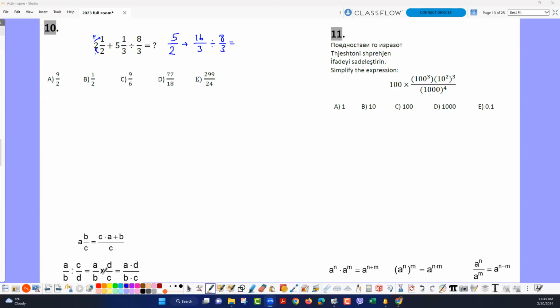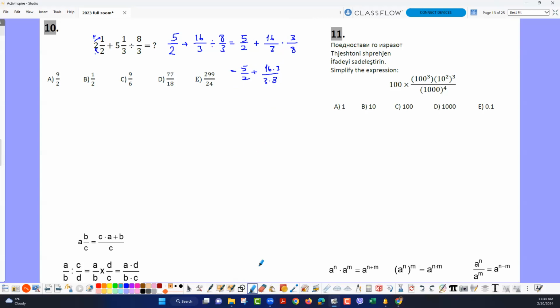Then we were remembering the fractional division. If you divide two fractions, you should reverse the second one and multiply, which means that this is 5 over 2 plus 16 over 3 times 3 over 8, which is equal to 5 over 2 plus 16 times 3 over 3 times 8. Before multiplying, you can simplify them.